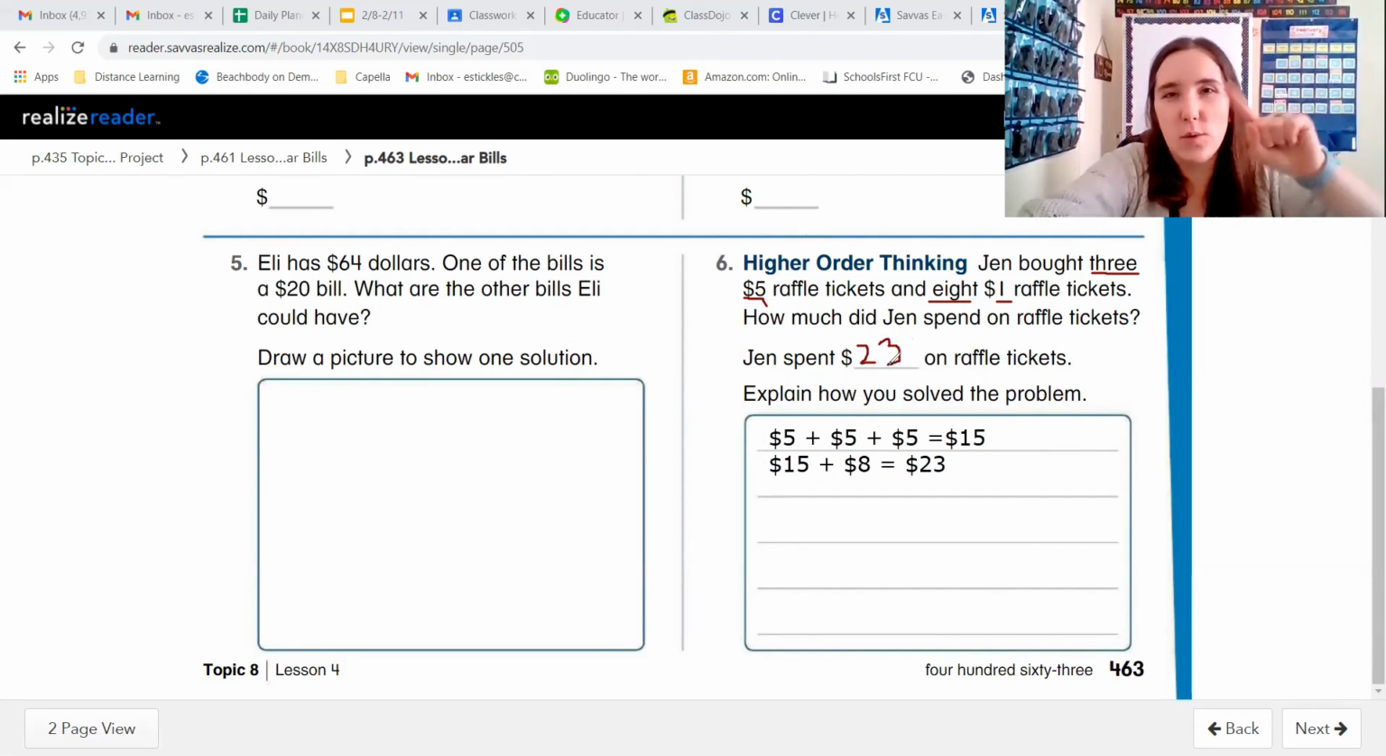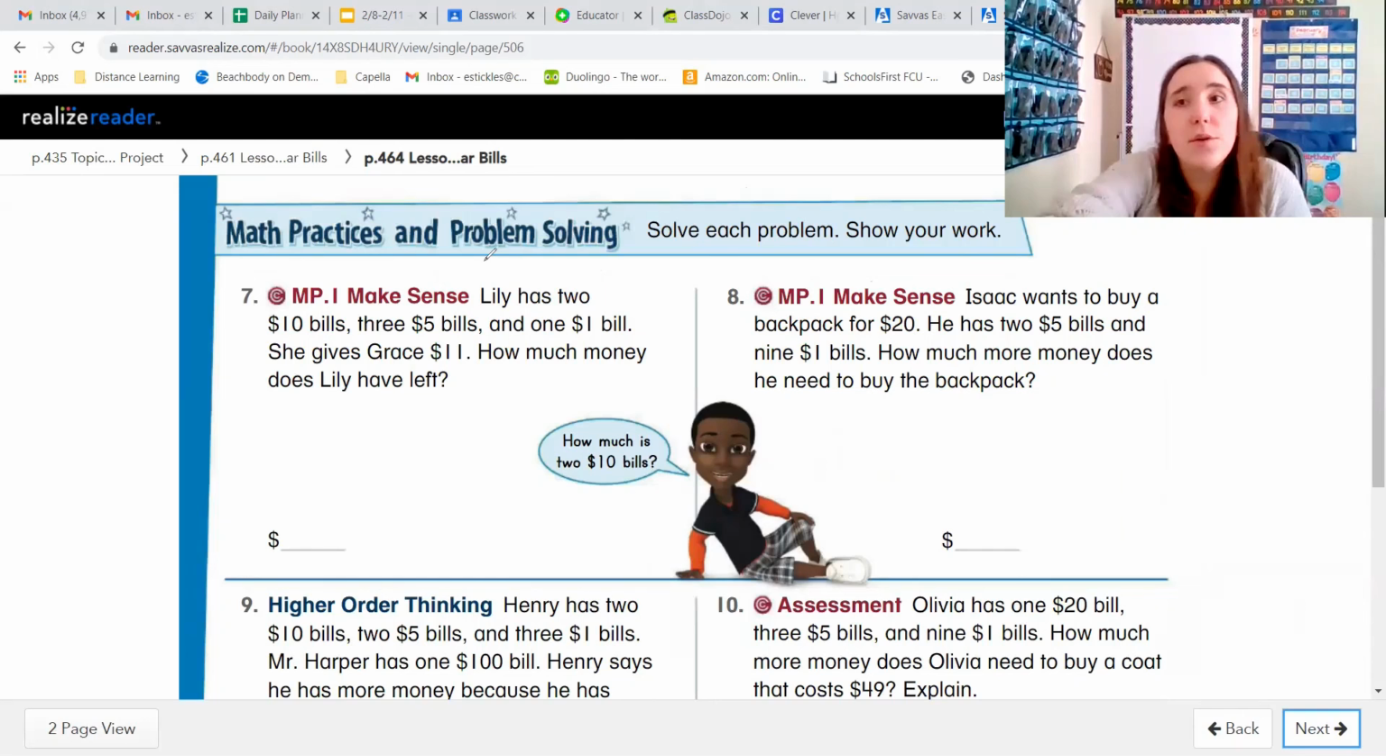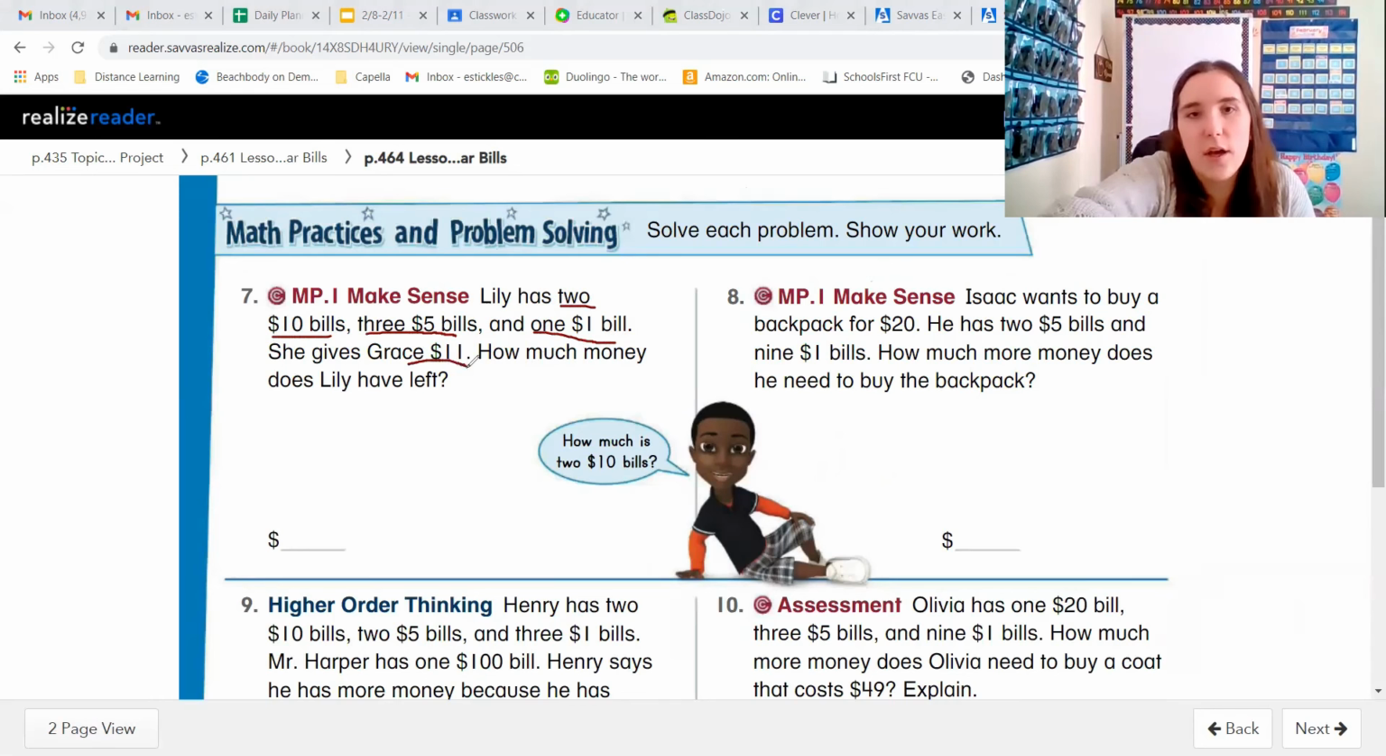Let's turn the page. You're going to do one more problem for me. You're going to do number 7. Let's read it though. Lily has 2 $10 bills and 3 $5 bills and 1 $1 bill. She gives Grace $11. How much money does Lily have left? There are going to be 2 steps to this problem. First, figure out how much money Lily has, and then figure out if she gives Grace $11, what will she have left? Take your time, pause me, and come back when you're all done.